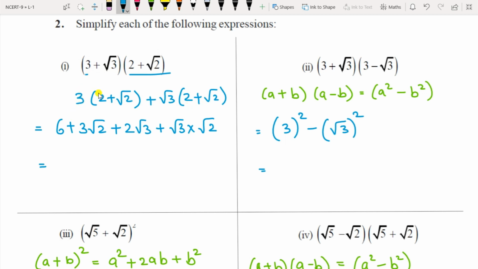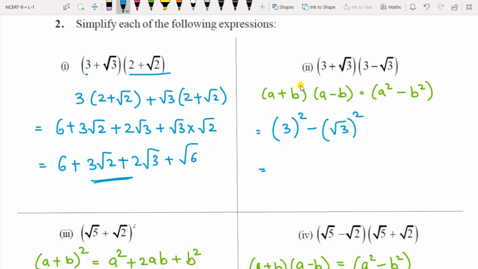Now multiply 3 with the bracket inside, and root 3 with the bracket inside. So it becomes 3 into 2, that is 6, and 3 root 2. You cannot multiply 3 inside root 2, because one is rational and the other irrational, so they can be multiplied this way only. Then this is 2 root 3 and this is root 3 into root 2. Two irrational numbers can be multiplied, so you get 6 plus, and you cannot add irrational numbers with different roots, root 3 and root 2. But you can multiply root 3 and root 2, which becomes root 6. So this is the final answer.